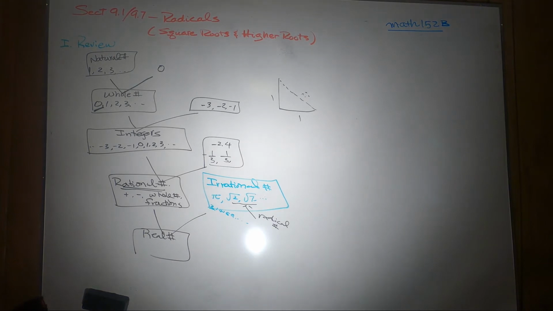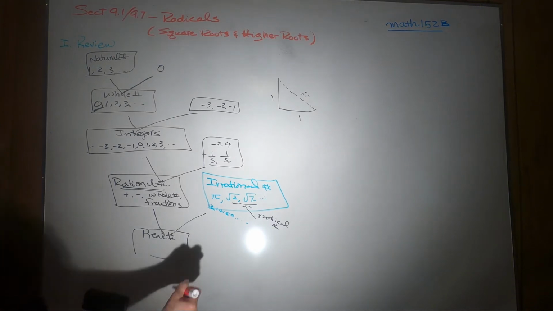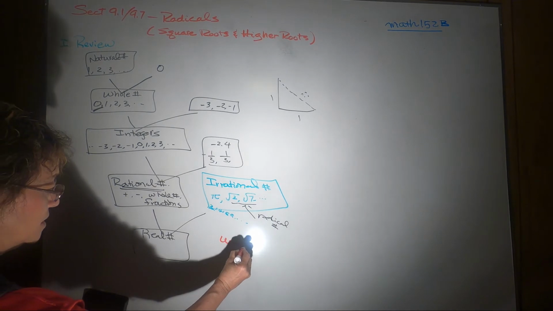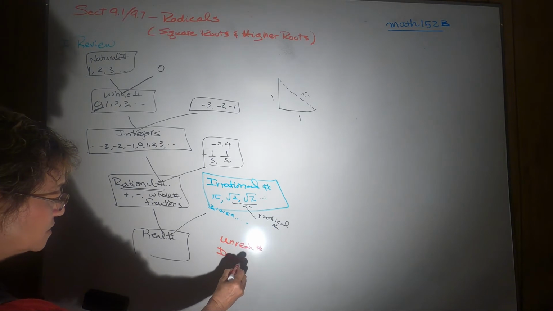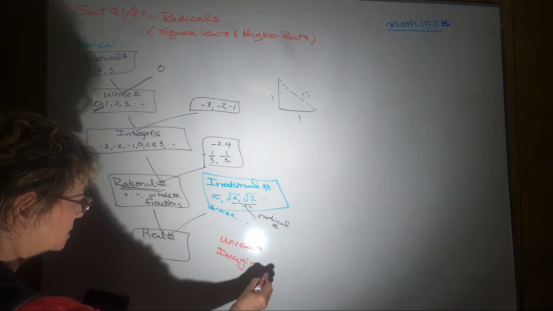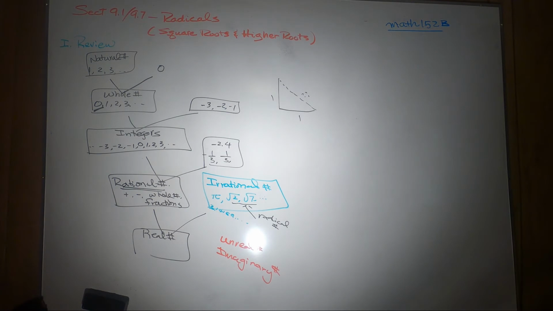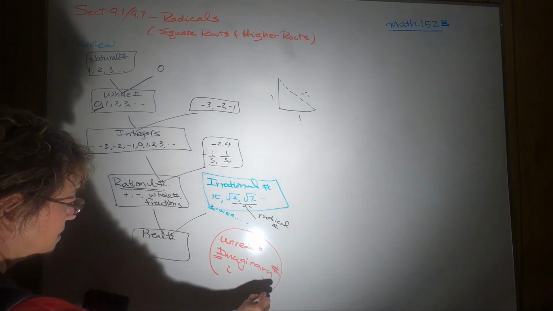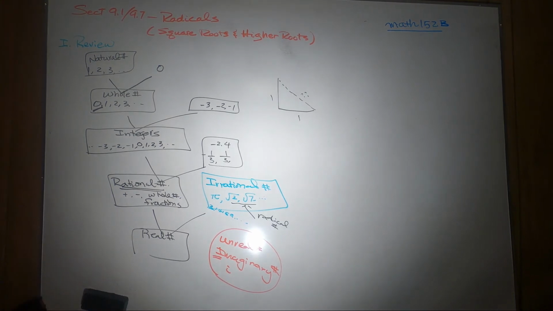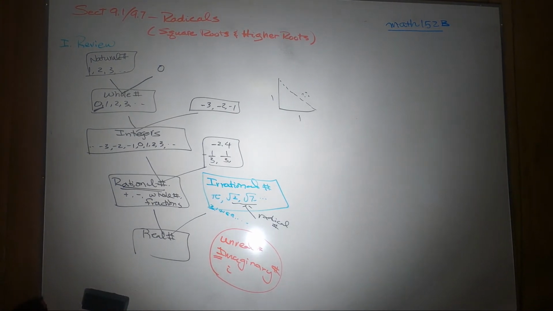Beyond real will be what? Unreal things. Unreal numbers. We call them imaginary numbers. They are not real, but imaginary, right? They start from i, so we use i. You will learn this in your pre-calculus class. So those are the numbers we mainly deal with in your algebra and pre-calc.